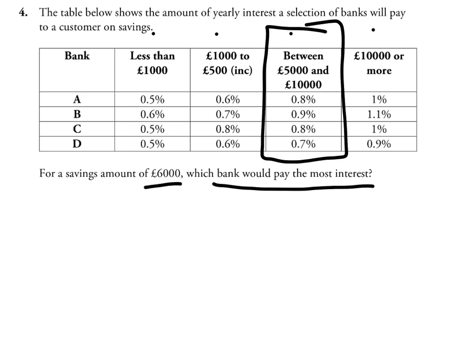Now, which row it is, whether it's A, B, C, D, depends on which one gives me the most interest. So the one that has the highest number in it will give me the most interest. And in this case, it is 0.9%. So my answer I'd write down is bank B.